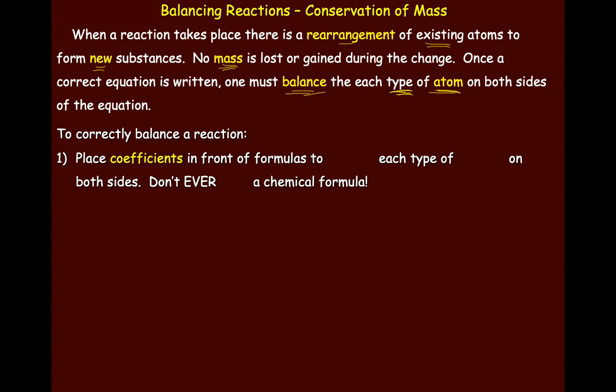Just a couple of things you want to remember. Place coefficients in front of the formulas to equalize each type of element on both sides. Don't ever alter a chemical formula. Remember, chemical formulas are written for that particular compound. When you balance, you cannot alter that. You're not changing subscripts at all here. The only thing you can do is add coefficients to the front as multipliers. That's really important to know.